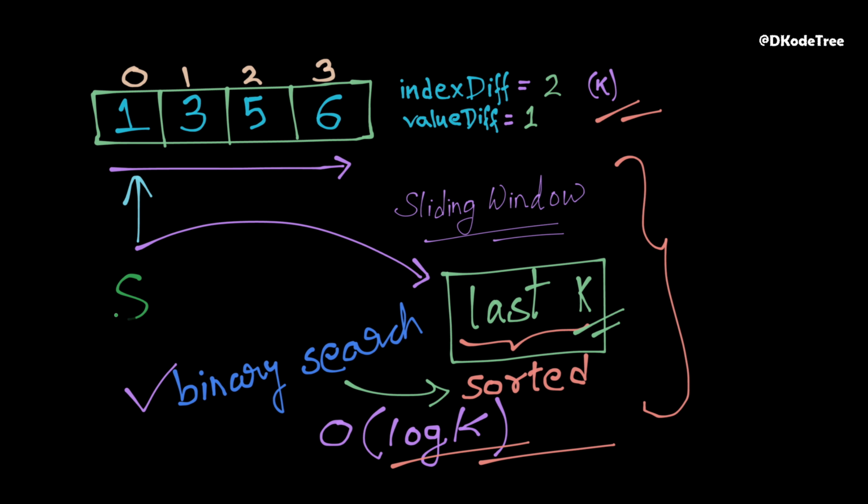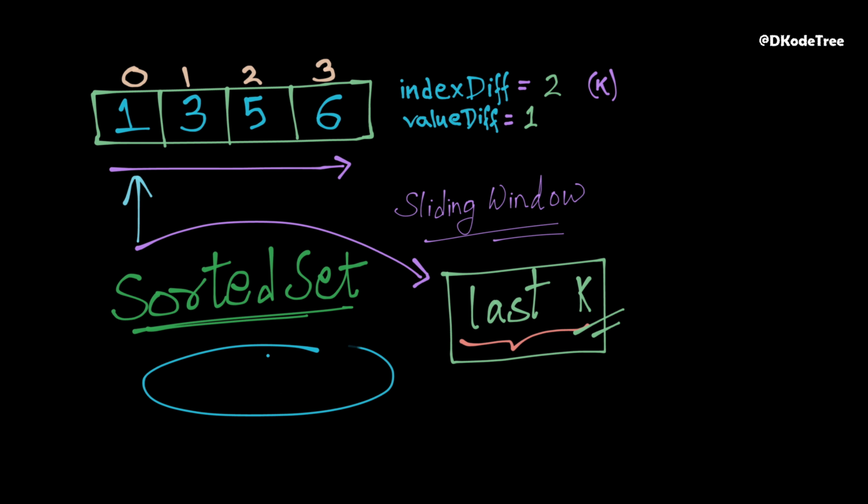And this is where a special data structure comes in handy. In Python, we can use a sorted set for this purpose from the sortedcontainers module. A sorted set keeps all the elements in sorted order while still allowing efficient insertions and deletions, which both work in log k time for a sorted set of size k.